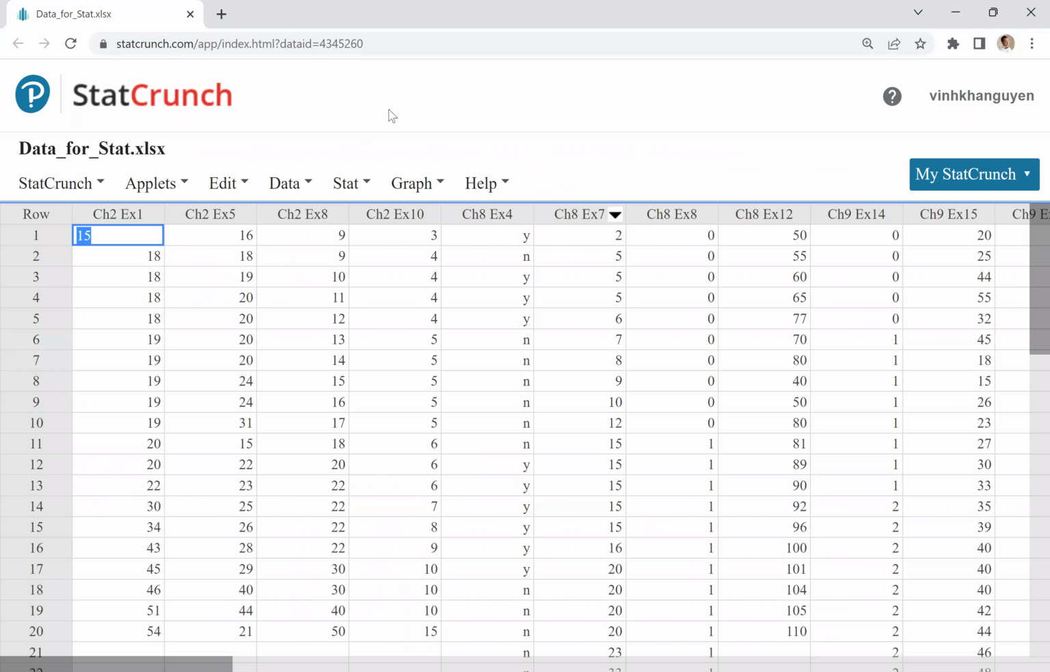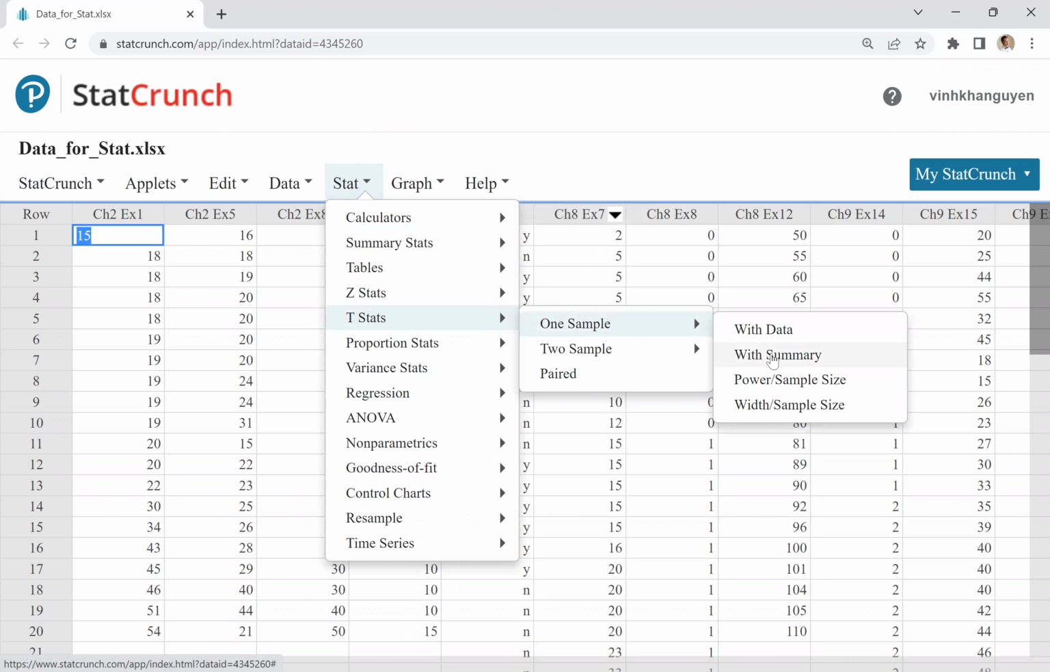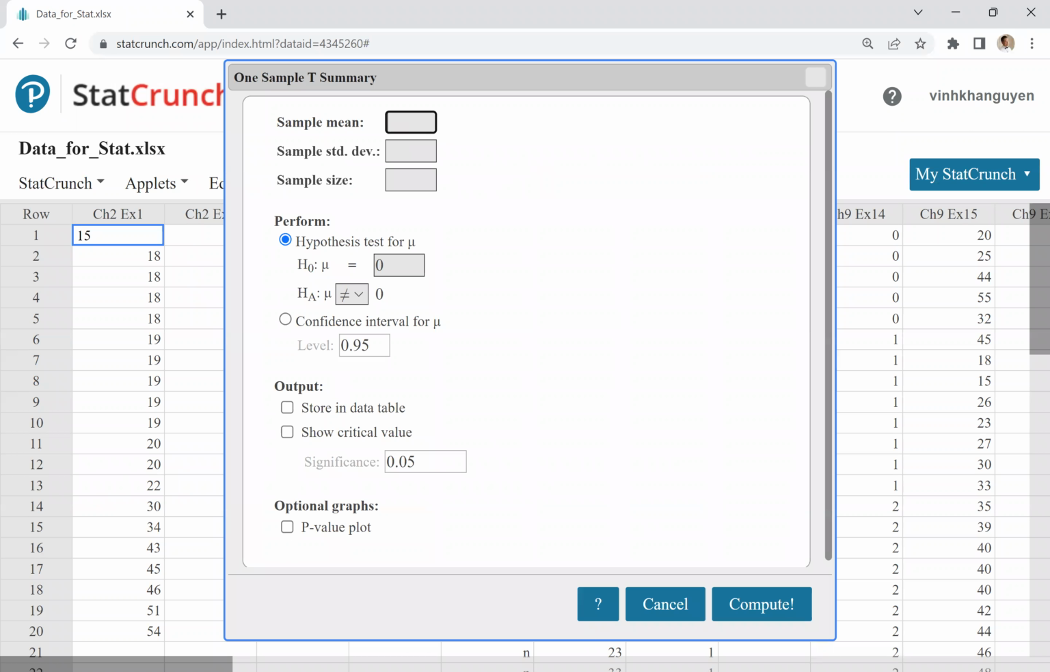In exercise 11, because we're given summary data, we go to Stat, Proportion Stat, One Sample. What summary? The sample mean is 33. Sample standard deviation is 3.5. Sample size 150. The hypothesis is mu is equal to 30 for H0, and the alternative hypothesis is mu is more than 30. That is it.